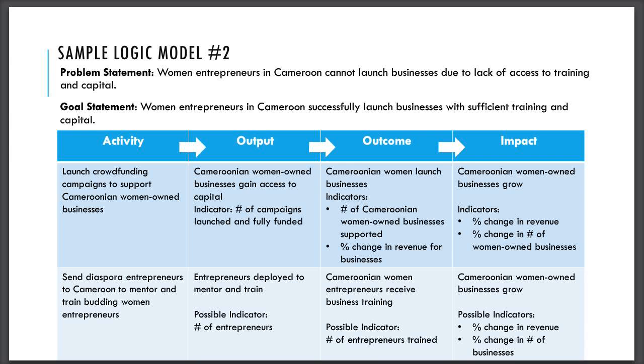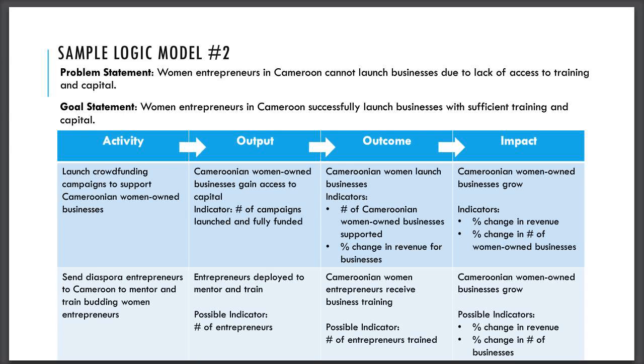And so again, we're going to go to outputs, and that's the tangible product or deliverable directly resulting from the activity. And if the activity is mentoring and training budding women entrepreneurs by sending entrepreneurs to Cameroon to train, then the output of that would simply be the number of entrepreneurs deployed to mentor and train these women. And then an outcome of that activity, and again, we're looking for the measurable improvement or accomplishment, is that Cameroonian women receive this business training. And it could be the number of women entrepreneurs in Cameroon trained, or some other type of outcome indicator like that.